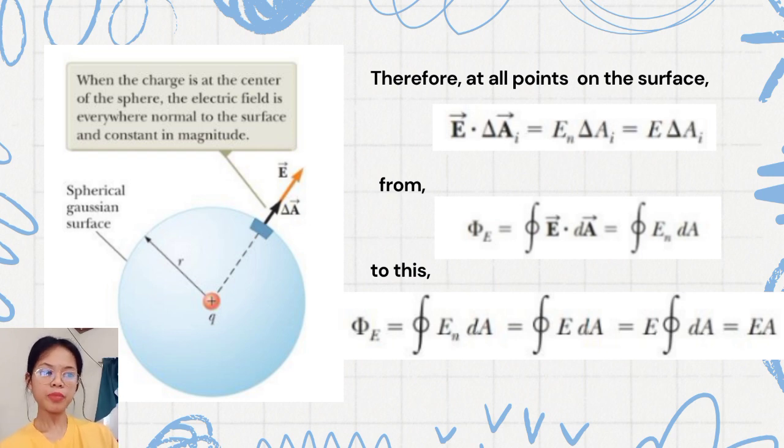Because E is constant over the surface, we know that the magnitude of the electric field everywhere on the surface of the sphere is E equals kq divided by the radius squared, and that is from the previous lesson. Furthermore, for the spherical surface, the area A equals 4 pi radius squared, the surface area of a sphere.